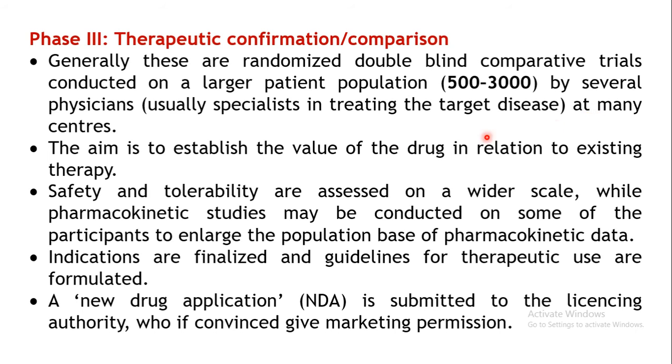So here the aim of this particular phase is to establish the value of your drug in relation to existing therapy. So here basically the comparison is being done. Now there are a number of drugs which are already marketed for the treatment of hypertension, for the treatment of diabetes. So if you have developed a new drug which is effective against diabetes, you need to compare it with the existing therapy, to see whether it is better or not. If it does not have any advantage over the existing therapy, then there is no point in bringing that drug to the market. Nobody will prefer that. So that is basically established in phase 3.